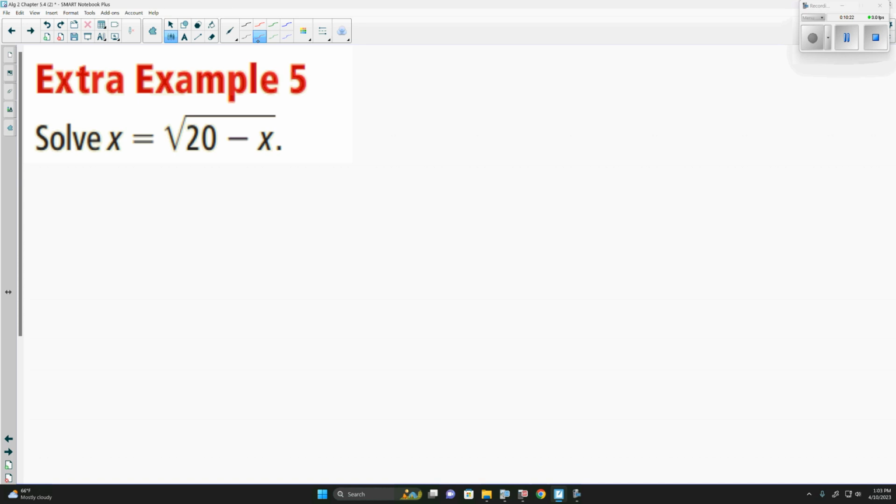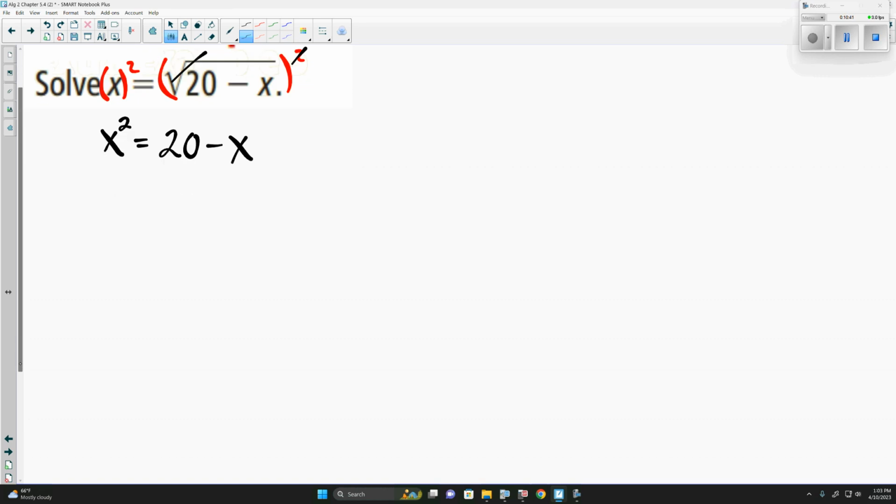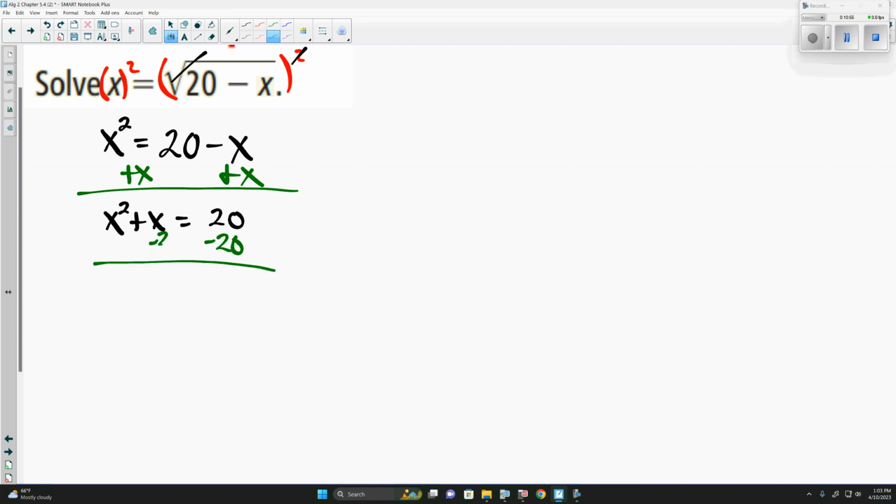Now looking at this, is the radical by itself? Yes, so we can square both sides, which tells us that we have x squared is equal to 20 minus x. Then we can add x to both sides, which tells us that we have x squared plus x is equal to 20. So x squared plus x minus 20 is equal to 0.